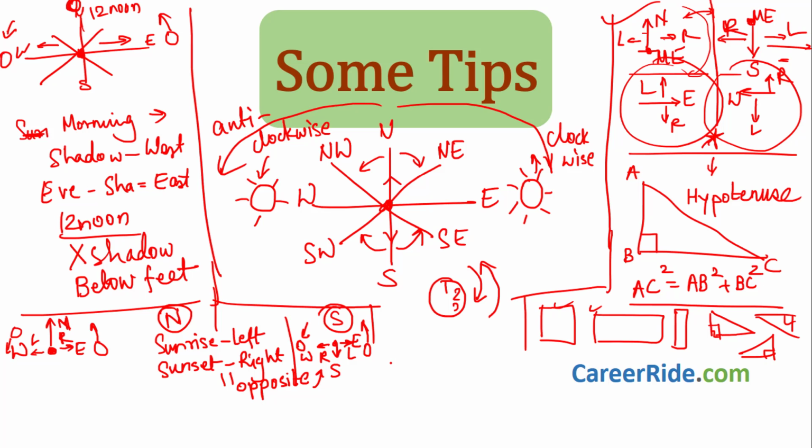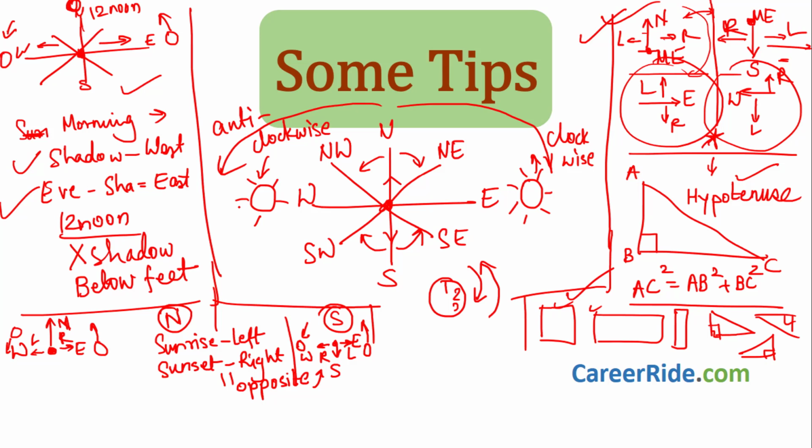So remember this concept, we will be seeing it in sums also. So clockwise, anti-clockwise, turning right and left when we are facing north and south, then the hypotenuse or the Pythagoras theorem, familiar geometrical figures, and where does the shadow fall. These are the major things that would help you to very easily solve the sums.